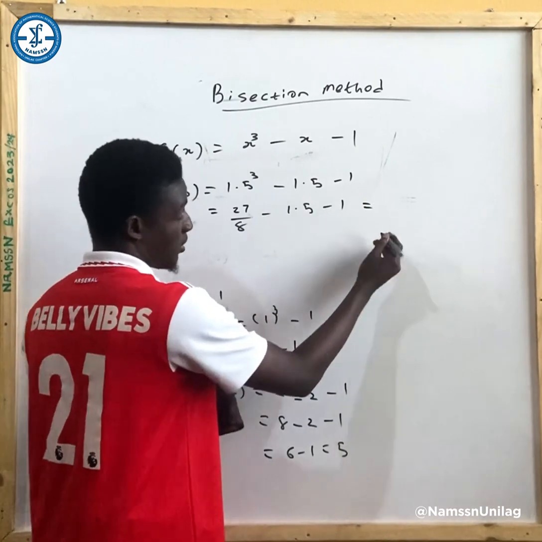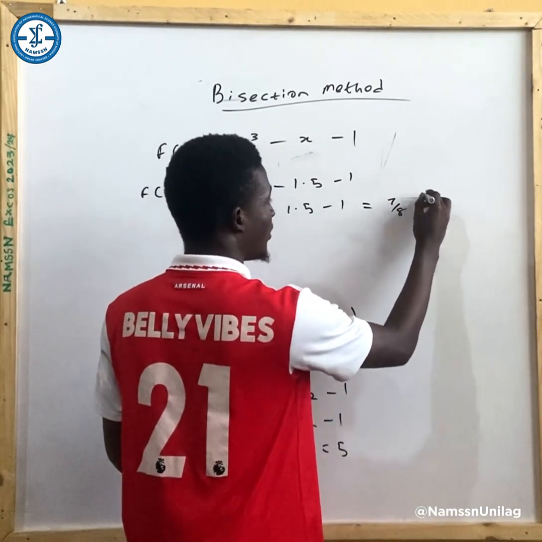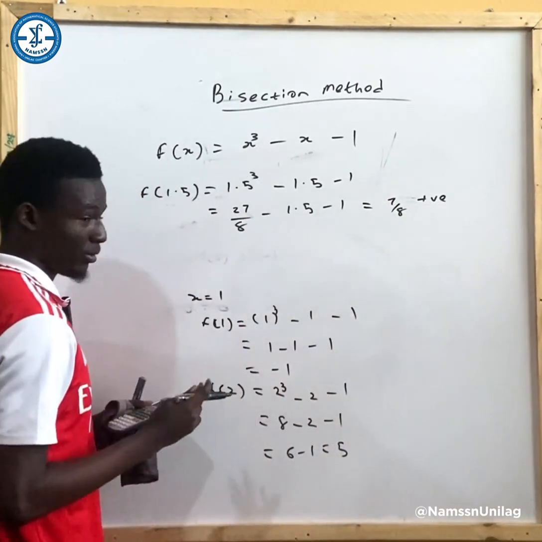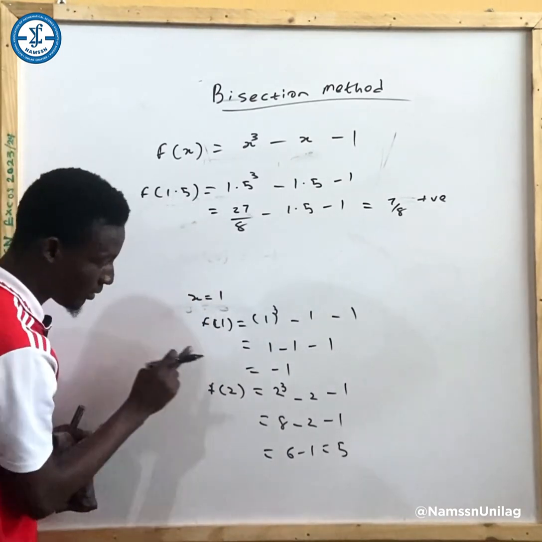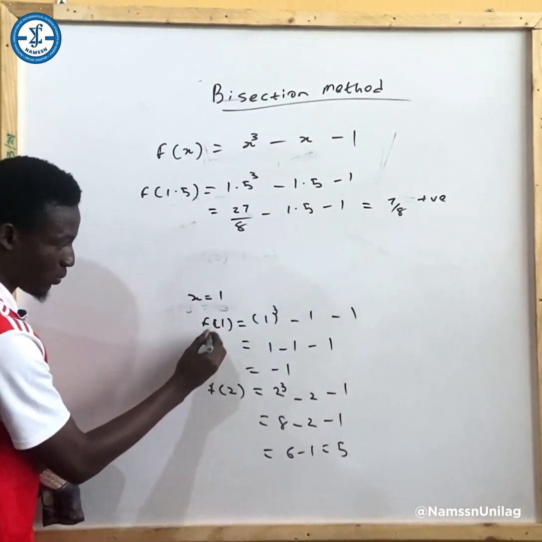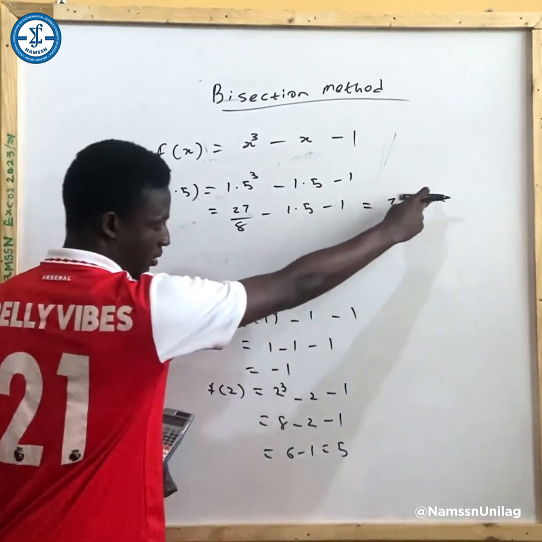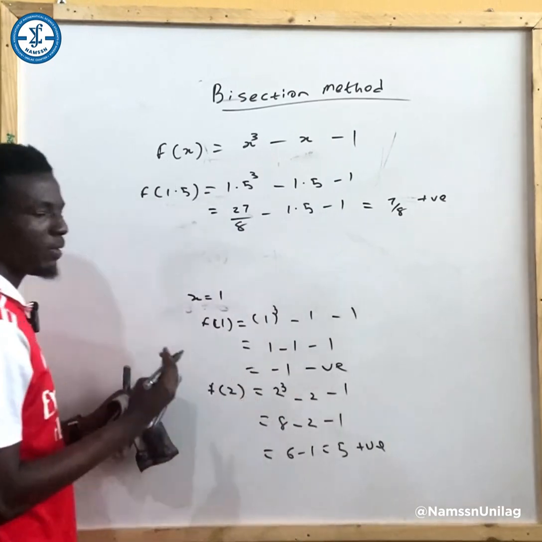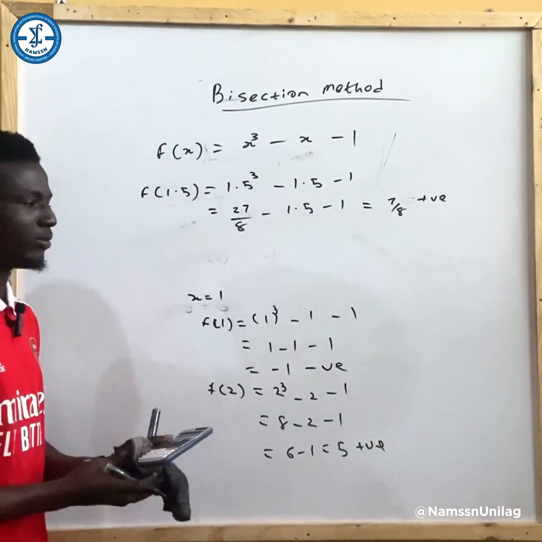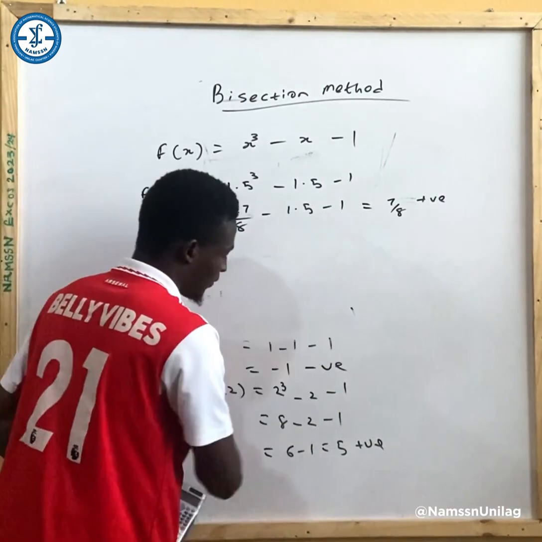So it's also positive, which is 7 over 8. So now I can pick two very close intervals, which are 1.5 and 1. Don't forget, 1 is negative, but this is positive. Negative, positive. So I just have to pick two very close points and bisect them. So let's go.